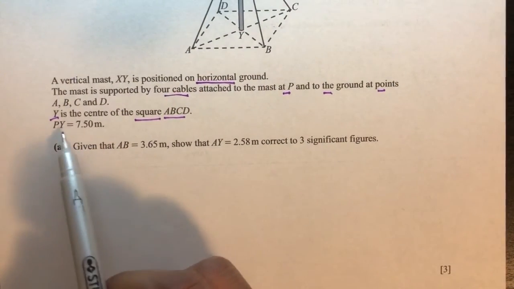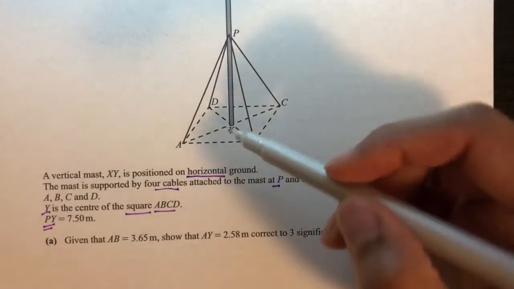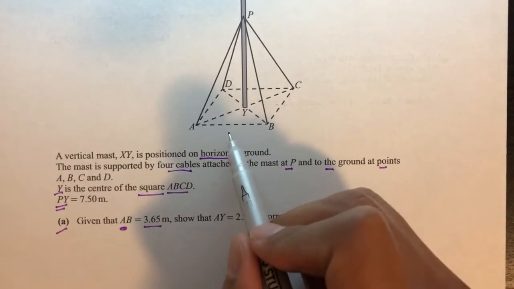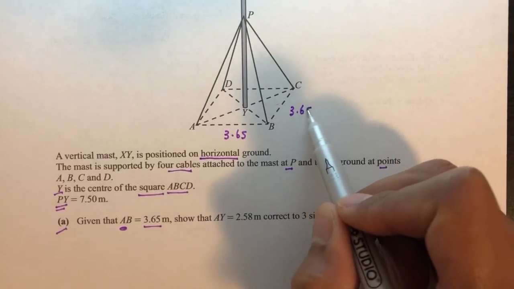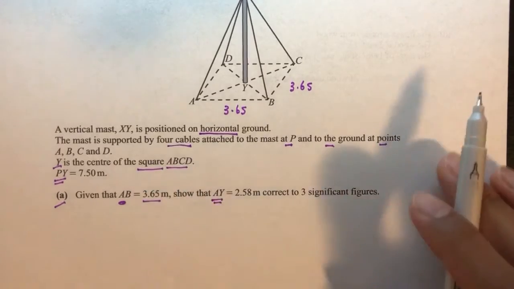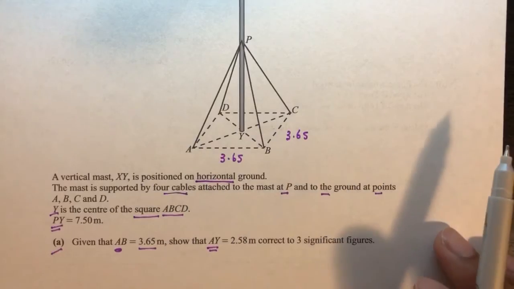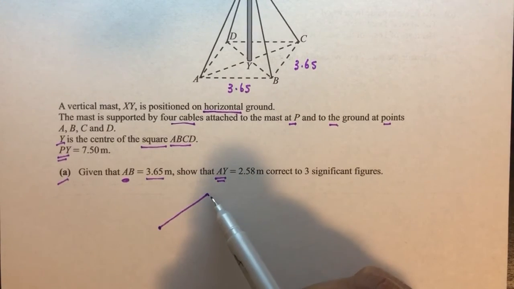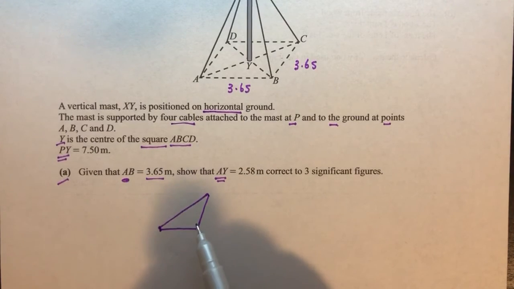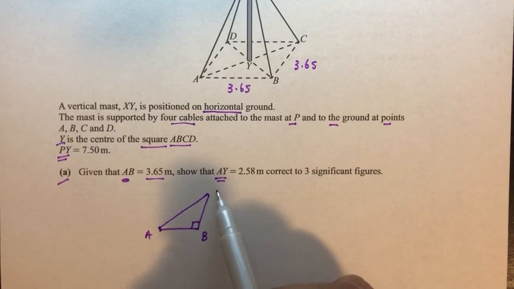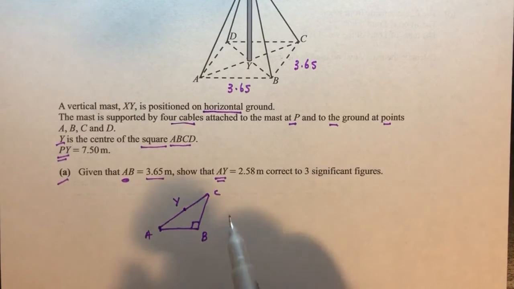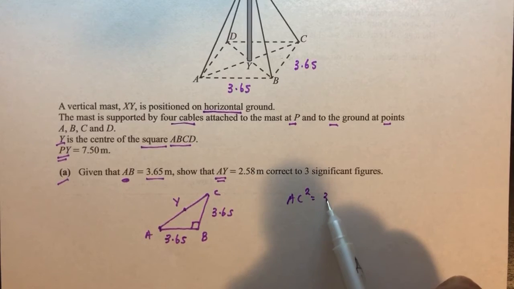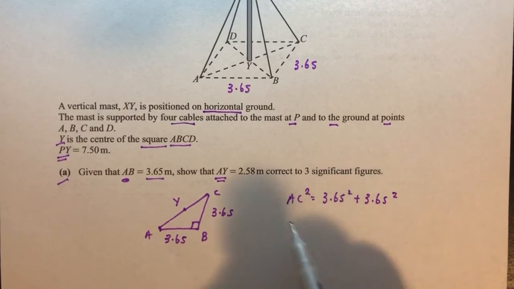Right. Now, for this one, we are given that PY is 7.5. So this height is 7.5. Now, part A, given that AB is 3.65, so AB will be 3.65, which means this is also 3.65 because it is a square. Now, find the length of AY. AY will be this length. How do you find this? So you can use Pythagoras theorem. As you can see, let's take this shape out. We have A here, we have C here, we have B, and this is A. So this is a right angle, B, A, C, and Y is the midpoint of AC. So we know this is 3.65. Let's first find the length of AC. So AC square will be equal to 3.65 square plus 3.65 square. So AC will be equal to what?